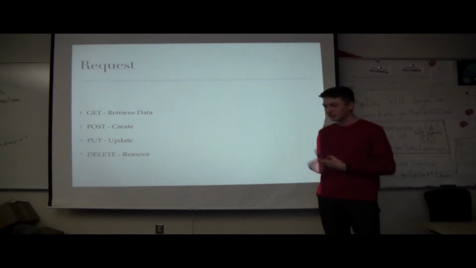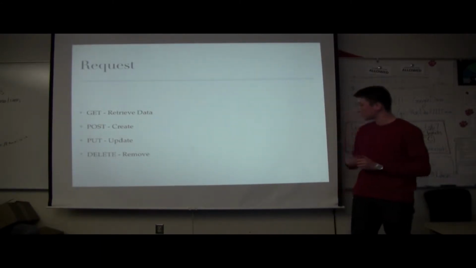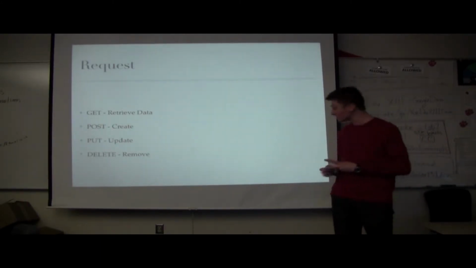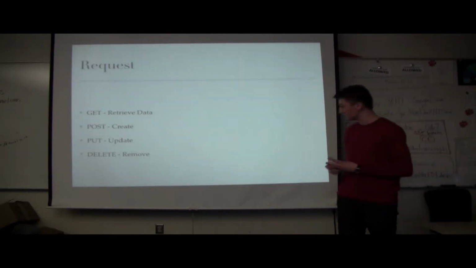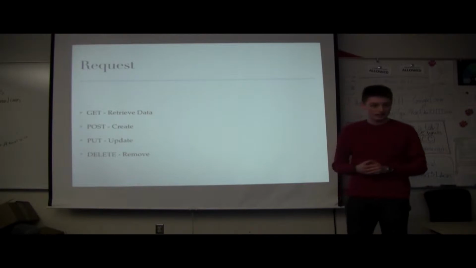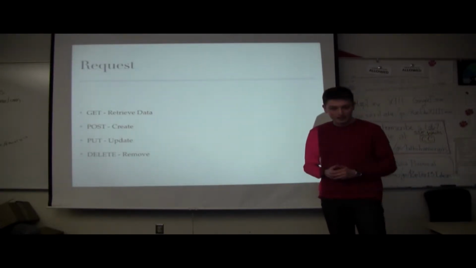So get retrieves data. So say you have a user, you want to get user information. So get would retrieve that user information. If you want to create a user, you'd use post. If you want to update user data, like the name or the email address, you can use put. And if you want to remove that user from your database, you could use delete.